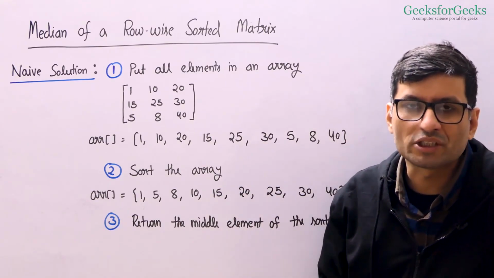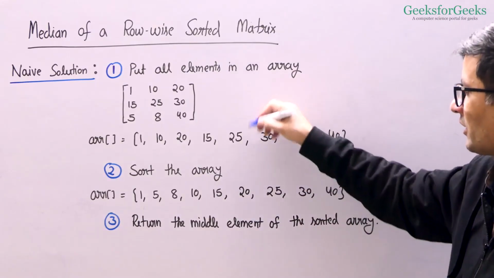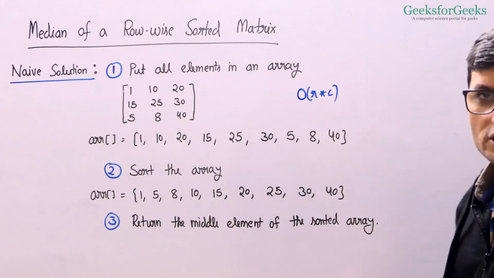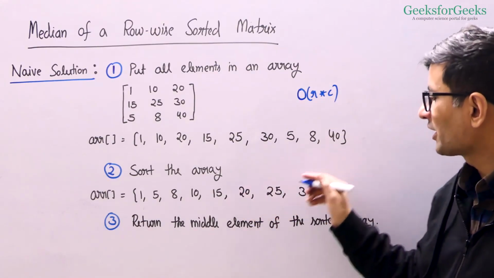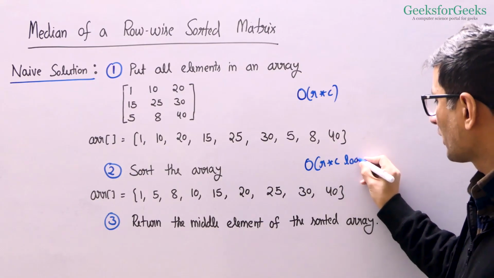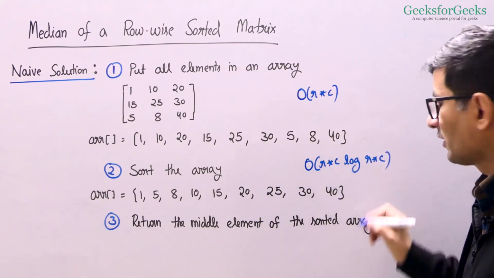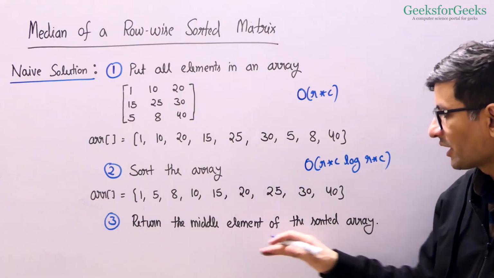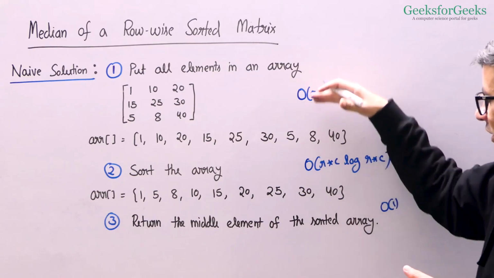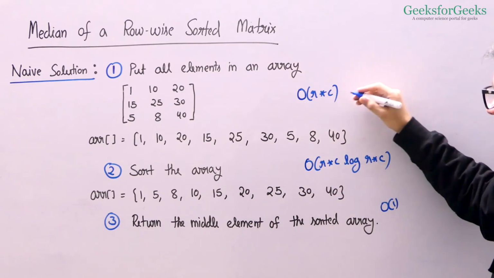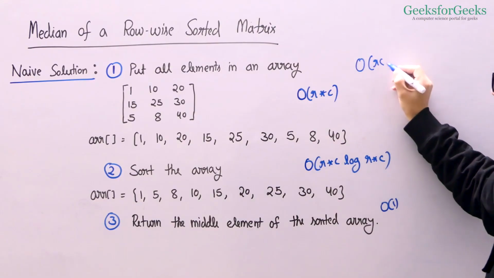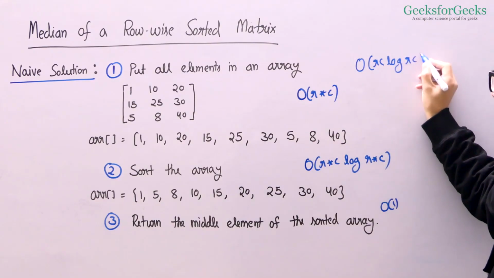Now what is the time complexity of the solution? See, the first step is going to take big O of RC time, if R is the number of rows and C is the number of columns. The second step is going to take big O of RC log RC, because we are sorting the 2D array. The third step is big O of one. So this is the time complexity of each individual step, and the overall time complexity is going to be the highest order term, which is big O of RC log RC. That's the overall time complexity.